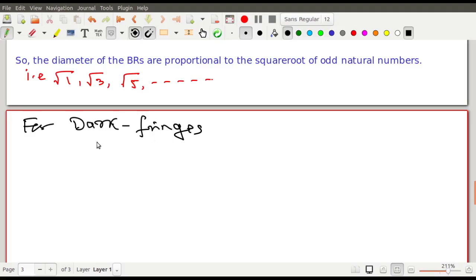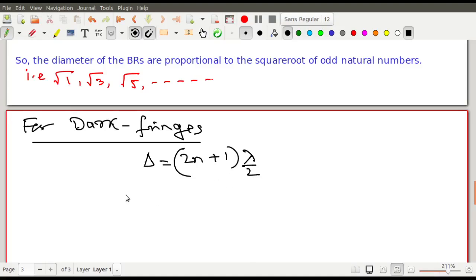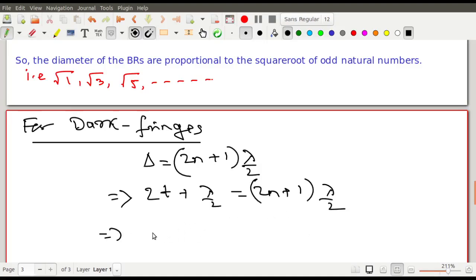For dark fringes, tell me what will happen? So for the dark we will have delta equals to, the condition is 2n plus 1 into lambda by 2. The path difference is an odd multiple of lambda by 2. So here we can write that this comes out to be, we had 2t, didn't we, this was 2t plus lambda by 2 equals 2n plus 1 into lambda by 2. So I can simply say over here that lambda by 2 gets cancelled, then what remains is, I shouldn't write here 2n because 2t has already been replaced with rn square by R.